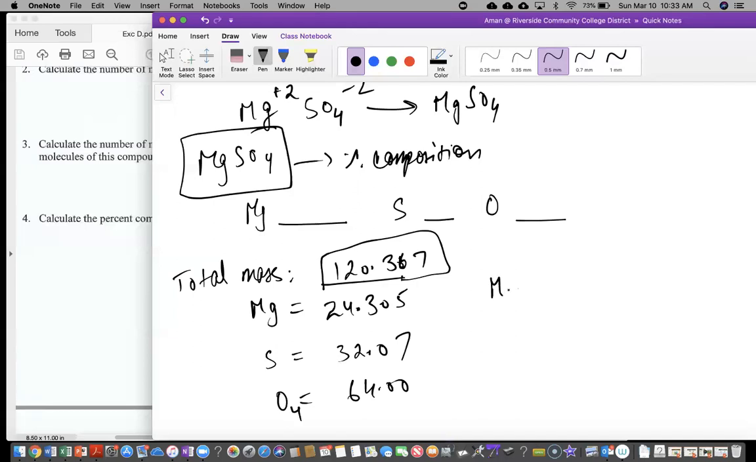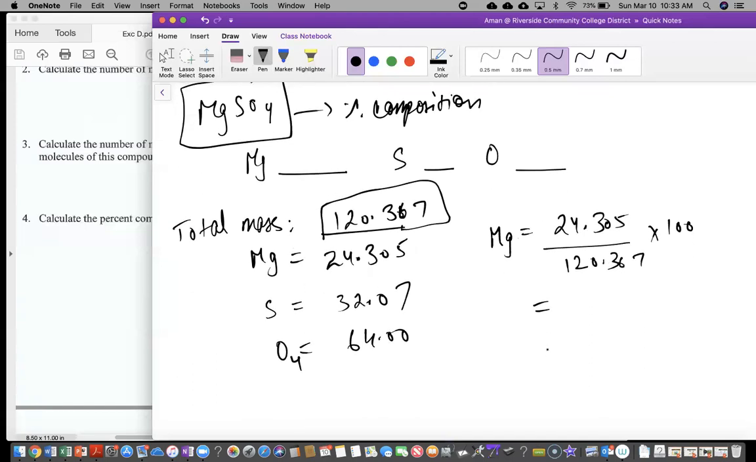So for Mg, if you want to find the percent composition, you're going to take the mass of Mg divided by the total mass, 120.367, times 100. You're going to do the same thing for S and then 4 oxygens. So guys, divide that. What do you get? 24 divided by 120 times 100. So 20.19%. Yes. So Mg is that much percent. Then you do the same thing for sulfur, same thing for 4 oxygen.